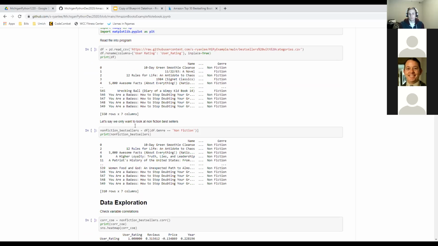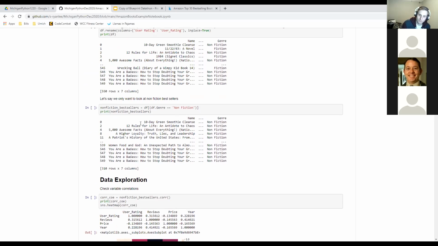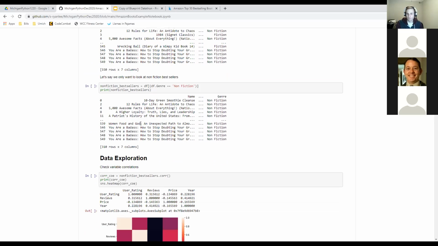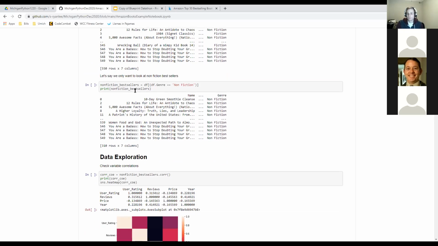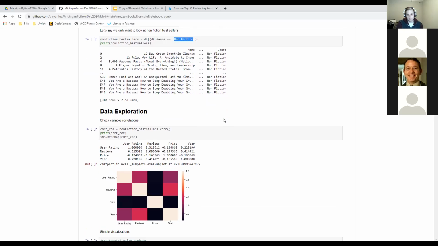And I wanted to filter this a little bit based on nonfiction genres instead of fiction and nonfiction bestsellers. So here, this is a filter function. So I just filtered on genre and then filtered for nonfiction. And that gives me all of the observations that are nonfiction.